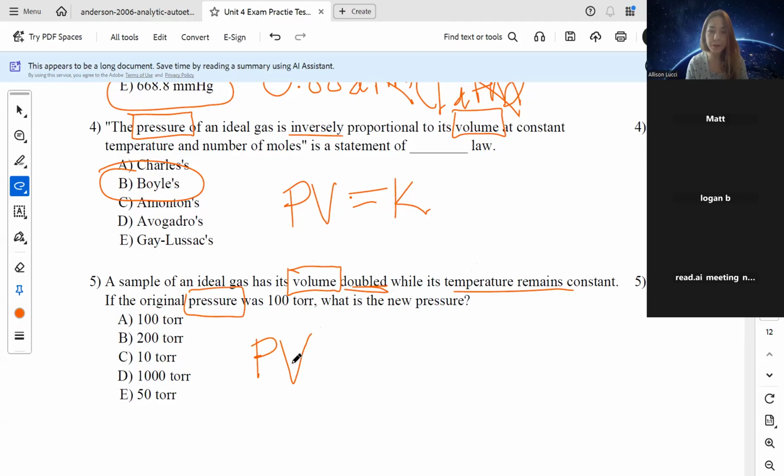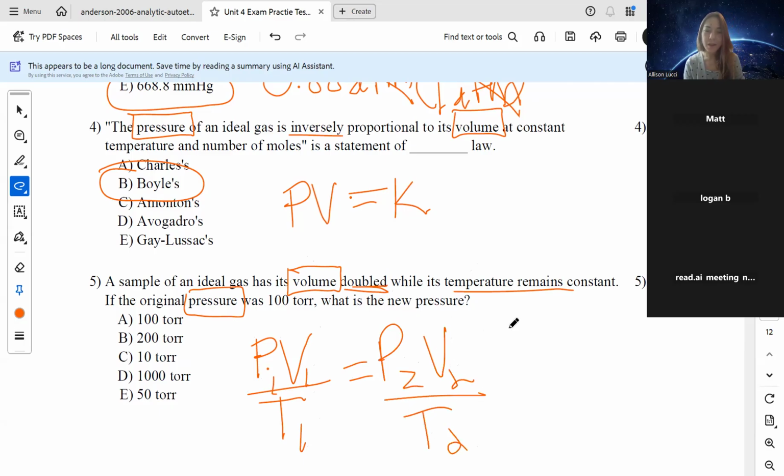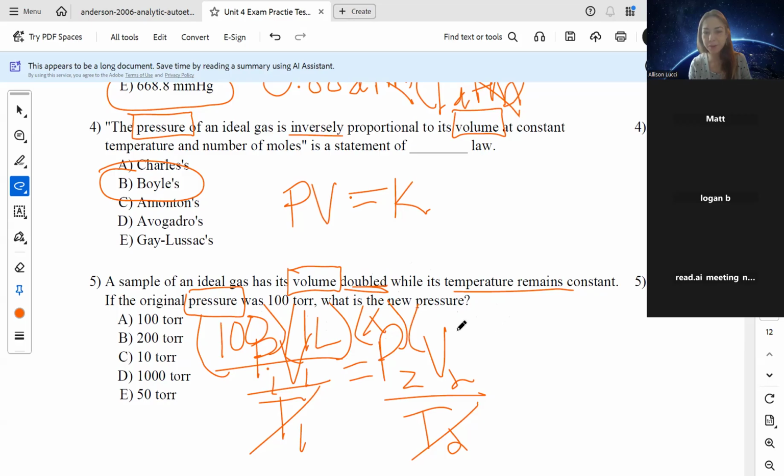Out of our 3 variables, P1 V1 over T1, right? We could set these equal to a second set of variables, P2 V2 over T2. But since temperature is constant, we can eliminate that variable, and our combined gas law becomes a little more simplified, and we see that it's really just a Boyle's law relationship. If I'm told that my initial pressure was 100 torr, we can put whatever volume we want. So I'll say 100 torr times 1 liter here. My new pressure we're solving for, and we're told that the volume is doubled.